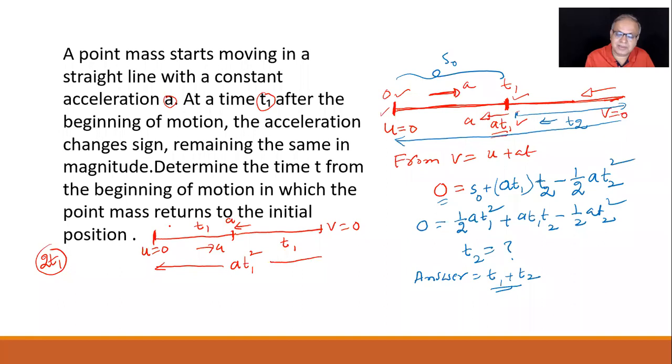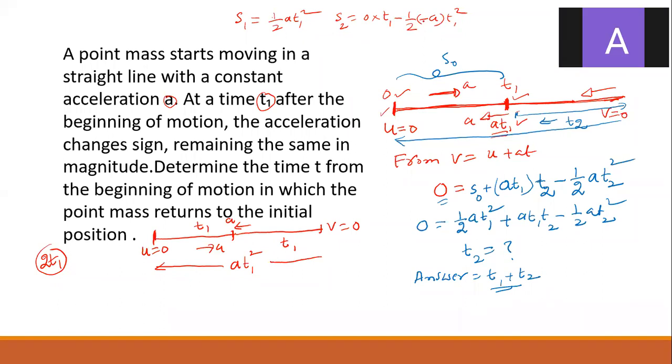Look, S1 equals UT plus half A T1 square. And for S2, when I write, I've got the final velocity. I'll write S2 equals final velocity, 0, into some T2, let me say, T1 only we decided, minus half minus A T1 square. You understand which equation I'm applying here? V T minus half A T square I'm applying.